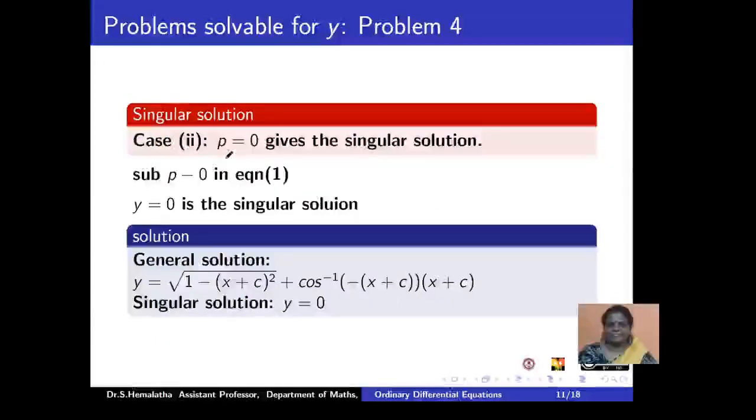Singular solution is again p equals 0 gives the singular solution. Substituting p equal to 0, there is an error, it should be equal. We get y equal to 0 as the envelope, which means your x-axis is the entire envelope of your equation.